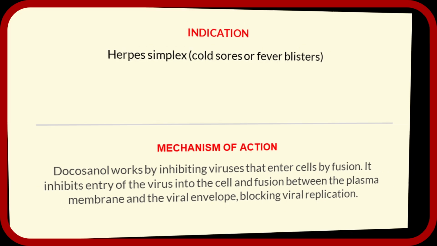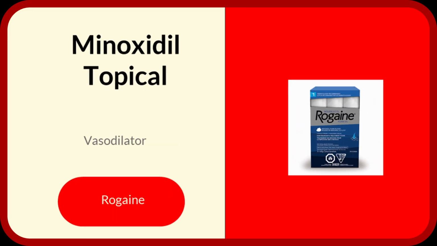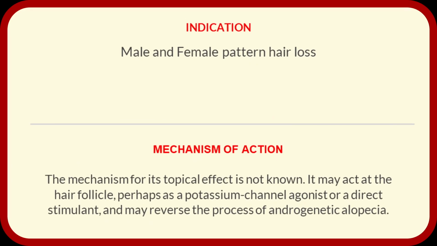For hair growth, minoxidil, topical, with the brand name Rogaine, is used for hair growth. The mechanism for its topical effect is not known. It may act at the hair follicle, perhaps as a potassium channel agonist or a direct stimulant, and may reverse the process of androgenetic alopecia.